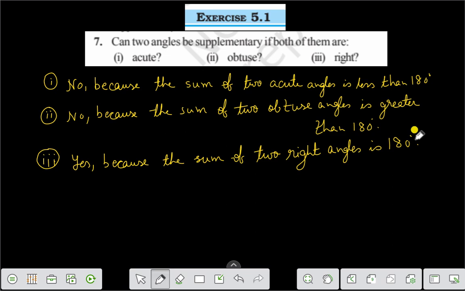or supplementary angles. Question 1 is no, because the sum of two acute angles is less than 180 degrees. Question number 2, obtuse: no, because the sum of two obtuse angles is greater than 180 degrees. And if both of them are right angles, the answer is yes, because the sum of two right angles is always 180 degrees.